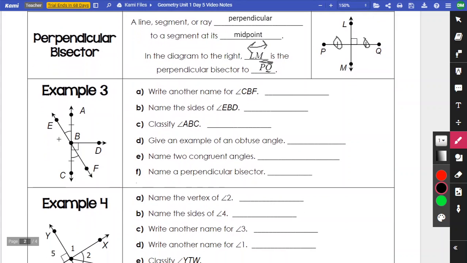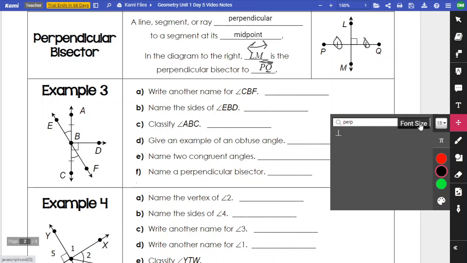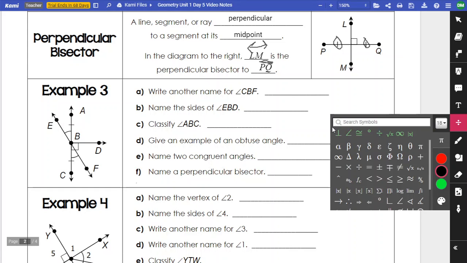All right, let's try example 3 here, and then I'm going to have you do example 4, and then we'll be done with this video. So we want to write another name for angle CBF. Angle CBF can also be written backwards as FBC, as long as B is still the vertex. So we can call this angle FBC.